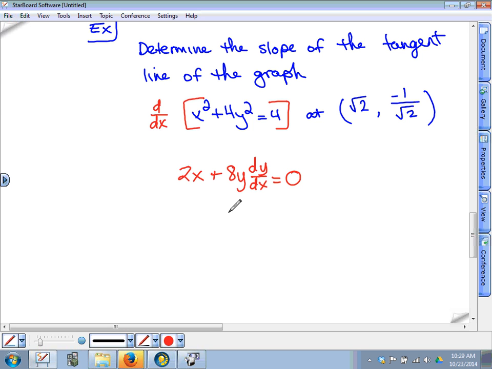Subtract 2x. That was step 1. Step 1 is to take the derivative. Step 2 is to get everything with the dy dx on the left side. So, what were you saying, Dan? Subtract 2x. Minus 2x over. So we're going to have 8y dy dx equals negative 2x.